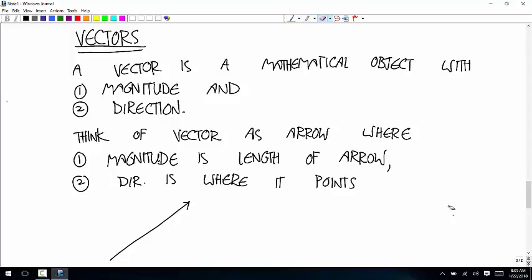In the syllabus, it says if you draw a vector without a head on it, you fail the class. Okay, no, not really. Don't do that.